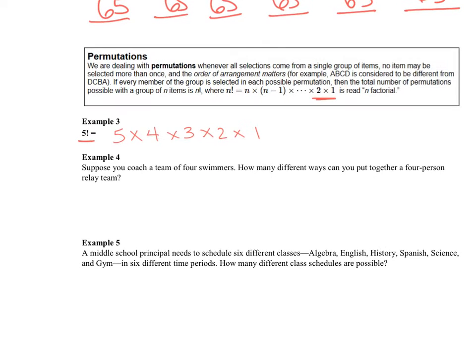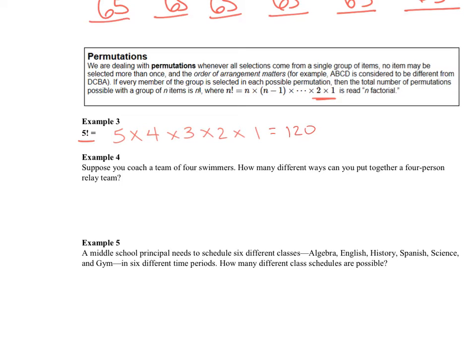And here's how this works then. So 5 times 4 times 3 times 2 times 1 is equal to 5 times 4 is 20, times 3 is 60, times 2 is 120, times 1 is 120. So it simplifies to that. That's what 5 factorial is.